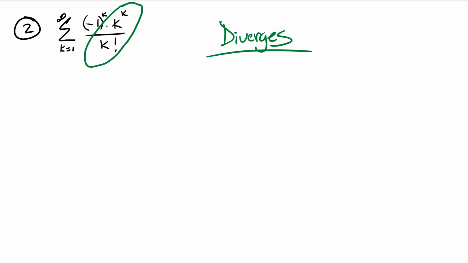And you can do that on a test. If you saw it and you're like, nah, that diverges, sure, go for it. But if you mess up, you won't get any partial credit. But that's just a knowledge thing.